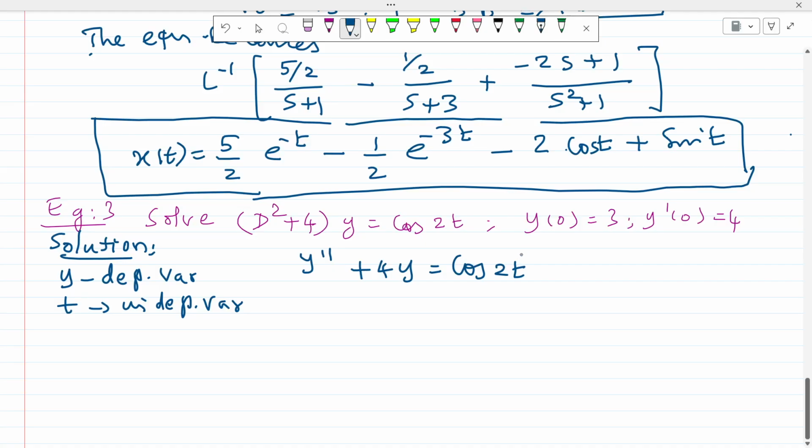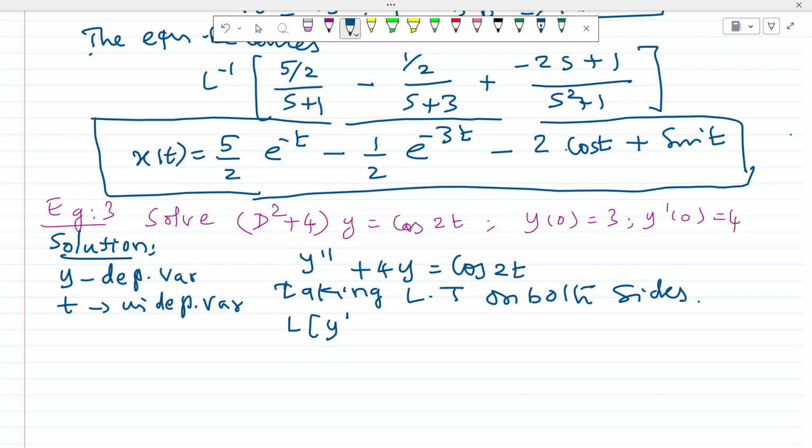y double dash plus 4y equal to cos 2t. Yeah? Taking Laplace transform on both sides. Write down. We are taking Laplace transform on both sides. Then what do you get? L of y double dash plus 4 L of y of t equal to L of cos 2t.